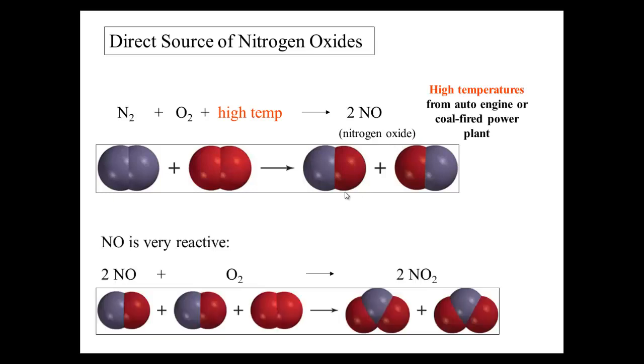And the nitrogen oxide is very reactive. So here you have 2 nitrogen oxides plus an oxygen gives you 2 nitrogen dioxide. And again, that nitrogen dioxide can react with water in the air and become acid, become nitric acid specifically.